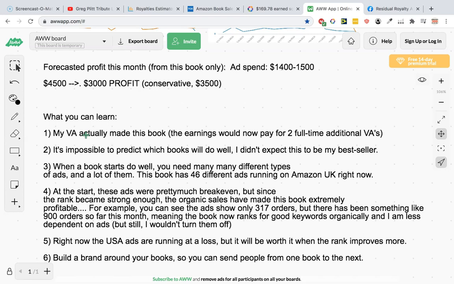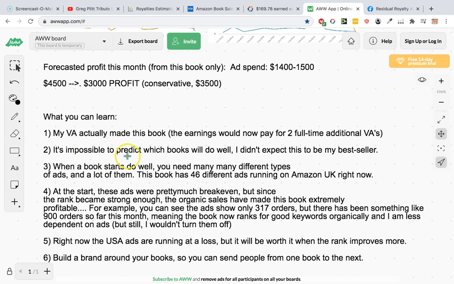So the earnings from this, let's even say if you're paying the VA $500 per month, the profit from this book would now actually pay for 2 full-time additional VAs who can work for you and who can create more books, and the cycle just continues, and that's going to further increase your income.